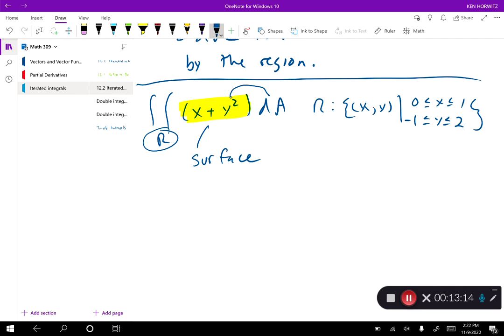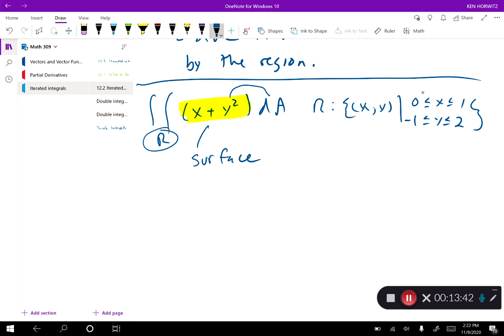Well, I look over at my region and I see that I'm integrating across the x-axis between 0 and 1. I'm integrating across the y-axis between -1 and 2. So being that I have constants on both, you're able to pick which one you want to do. And you don't necessarily need to pick the exact same one that I do. You should be getting the same answer.